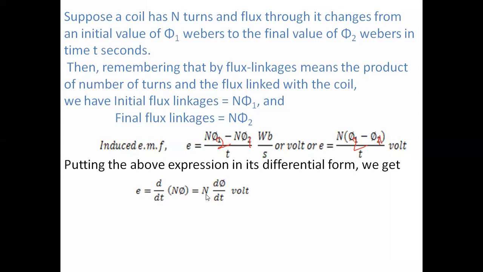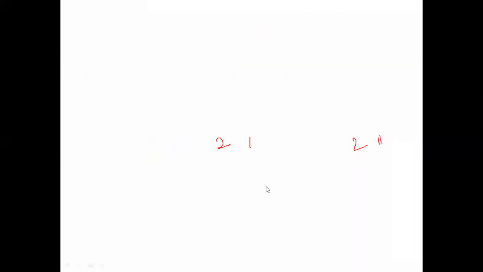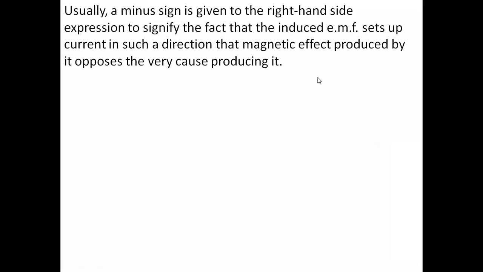N, the number of turns, is constant, and we get dφ by dt, which is the rate of change of the flux linkage, or the rate of change of the flux. Like this we can get the induced EMF. So E is equal to n into dφ by dt.